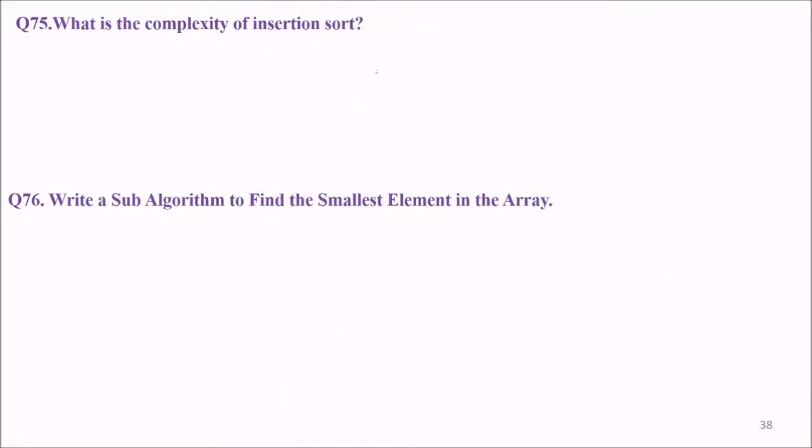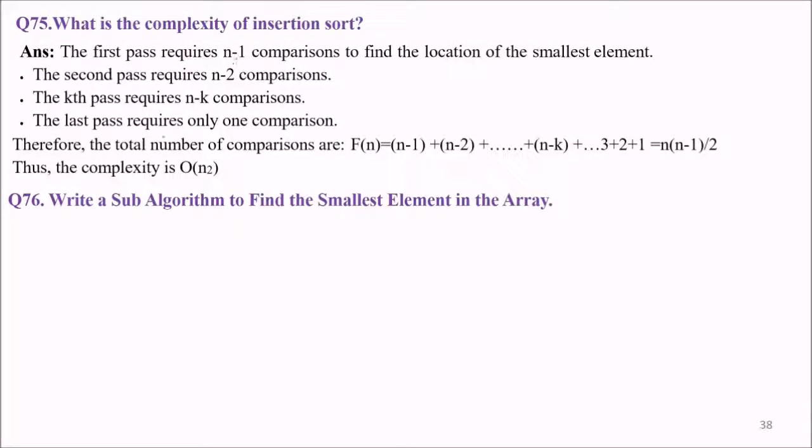What is the complexity of selection sort? We have already seen that it is order of n square. The first pass would require n-1, second pass n-2. Any kth pass will have n-k comparisons, so it will be n(n-1)/2.